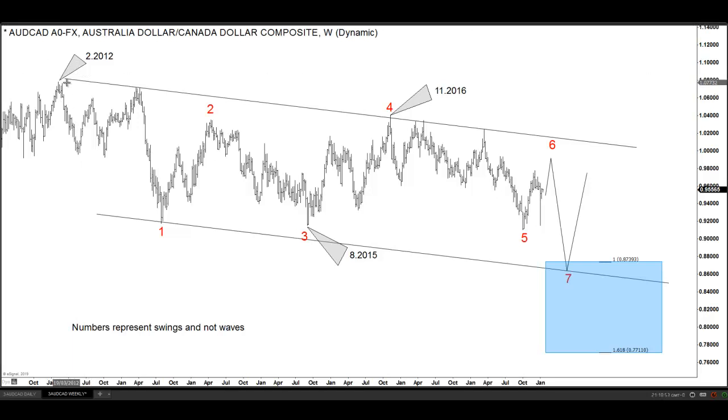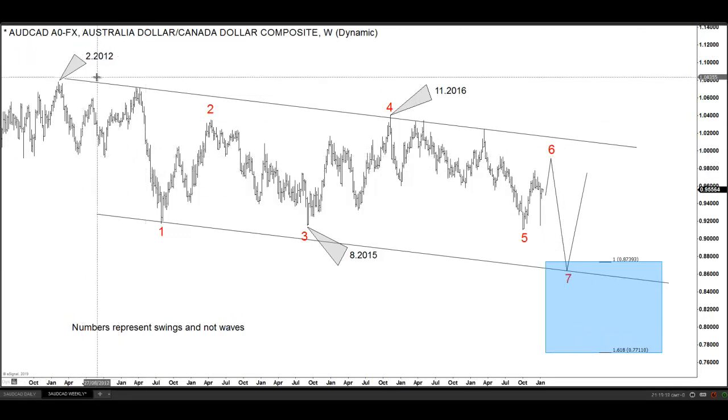In this blog, we are going to take a look at the price action down from this February 2012 high in the Australian CAD. You can see that we have marked some numbers here. So these numbers basically represent the swings and not the Elliott waves. Okay, so let's get that clear from the get go, because some people might get confused by seeing 6 and 7 here, which basically is representing a sequence.